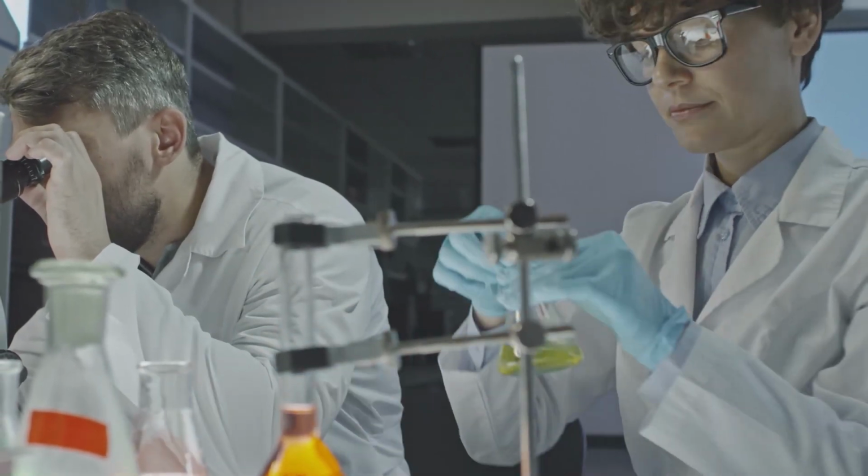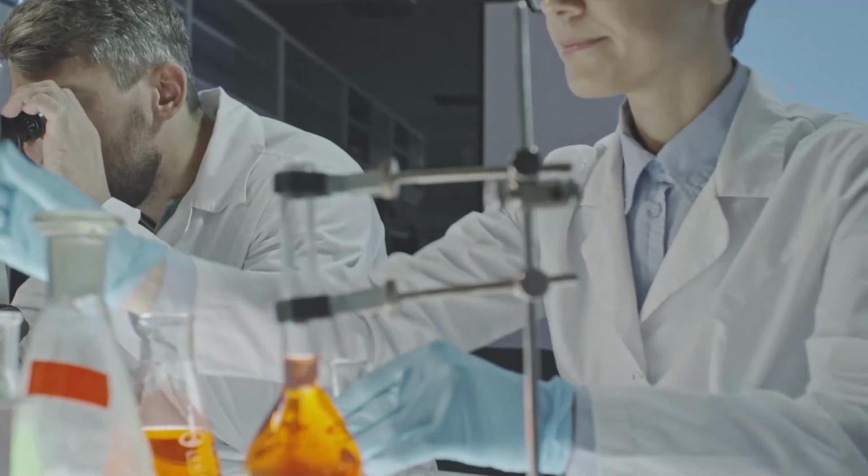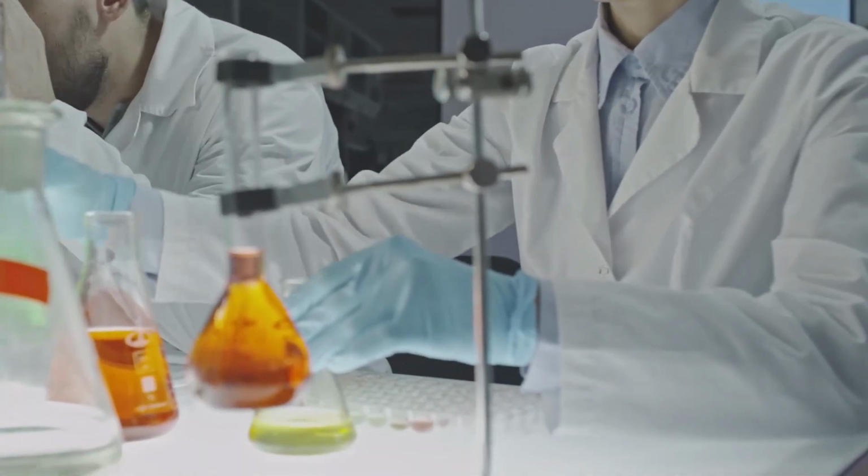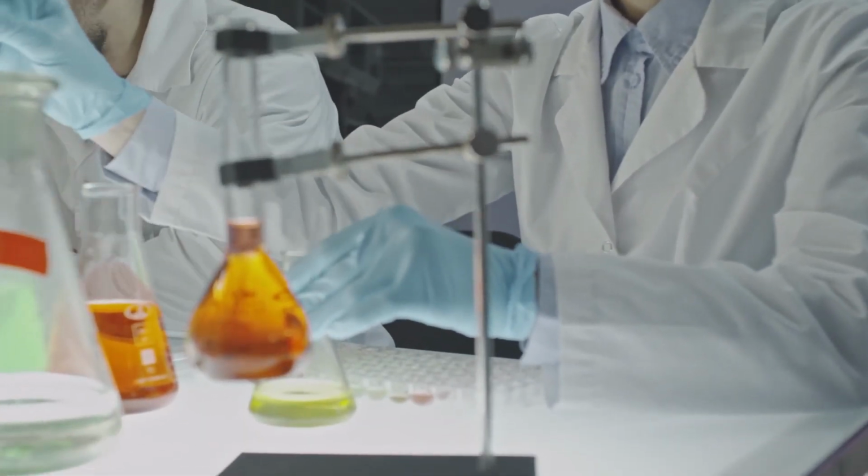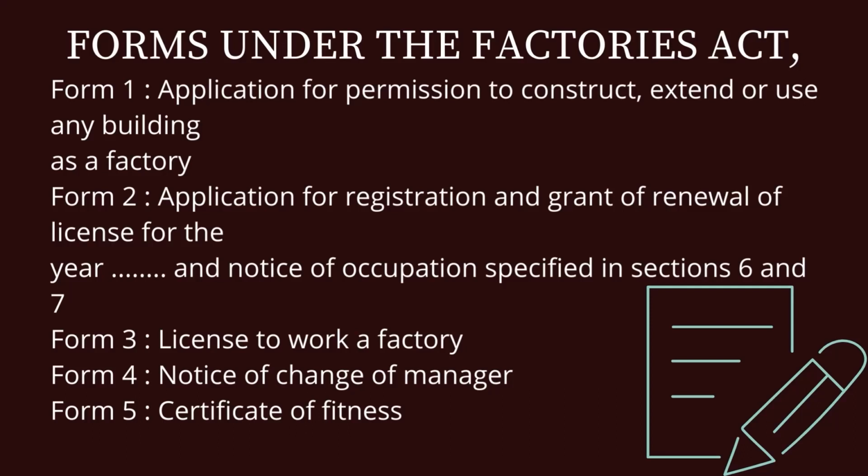There are various forms under the Factories Act which need to be maintained. These are also given well in your module, so you can have a look at the forms. They are application for permission to construct, extend, or use any building as a factory, application for registration and grant of renewal of license for the year, and notice of occupation specified in section 6 and 7. Form 3 is the license to work a factory. Form 4, notice of change of manager.